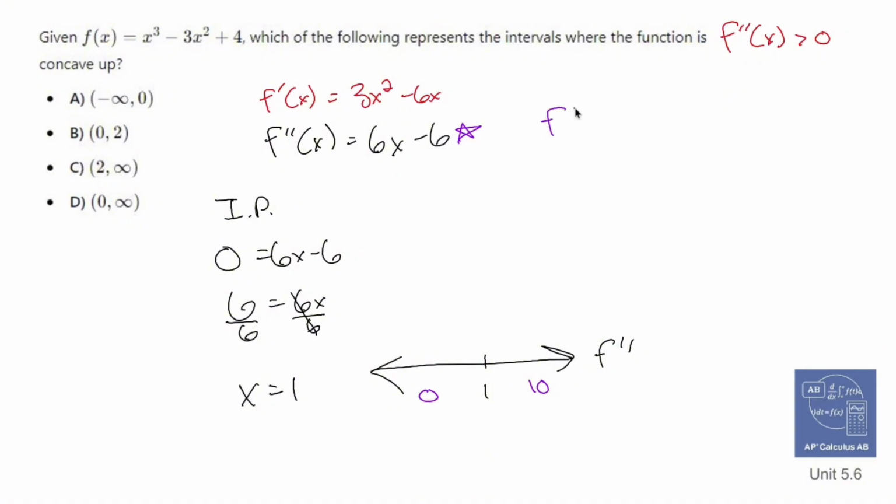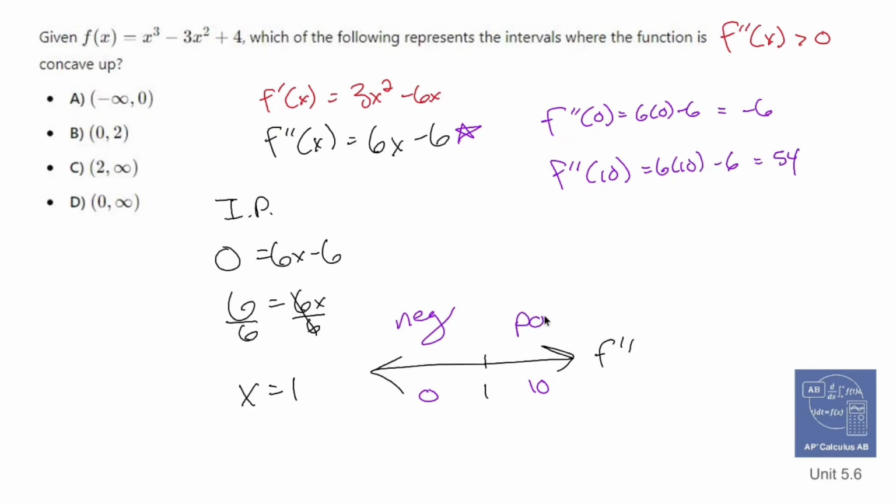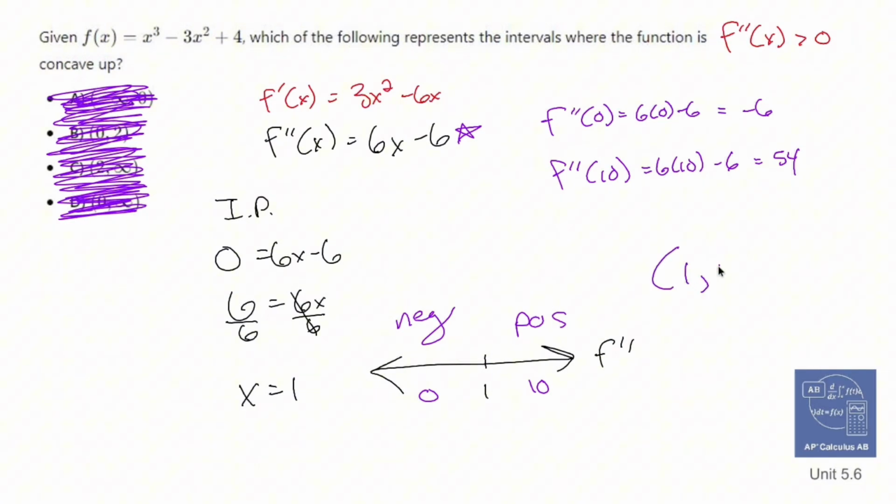If I plug in 0, f double prime of 0 is 6 times 0 minus 6, which is negative 6, which is negative. Not what I want. f double prime of 10 is 6 times 10 minus 6, which is 60 minus 6, which is 54, which is positive. And that happens at none of these. The actual answer is from 1 to infinity.